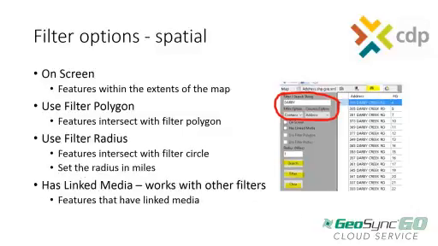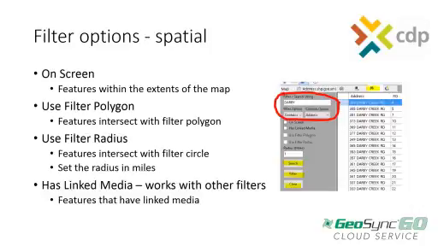From the spatial side, we can filter based on screen, which gets only features that are within the extent of the current map view. We can create a filter polygon. We can either draw a polygon, or we can use an existing polygon and convert it over to a filter polygon. What that does is select all features that intersect with that filter polygon. For point data, that means points that are inside the polygon.